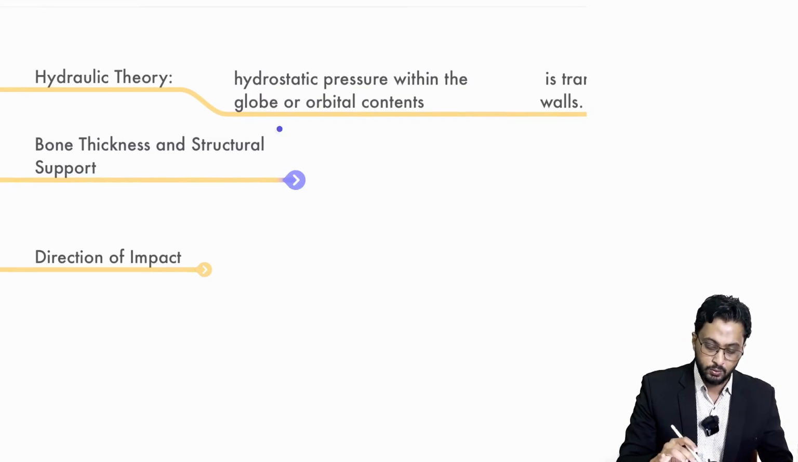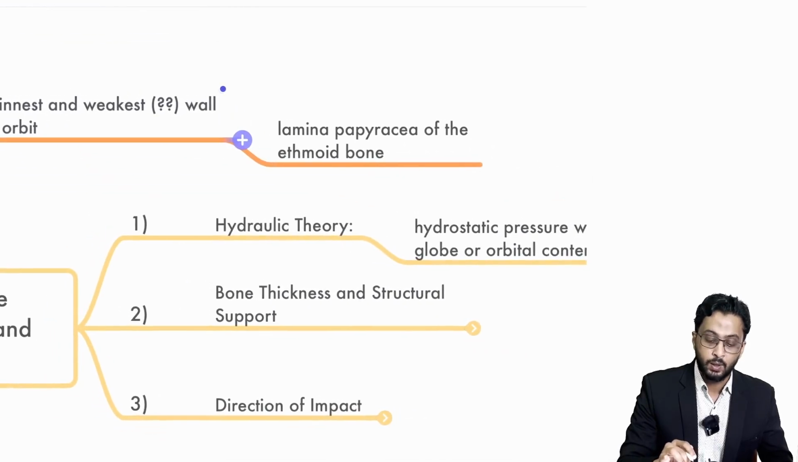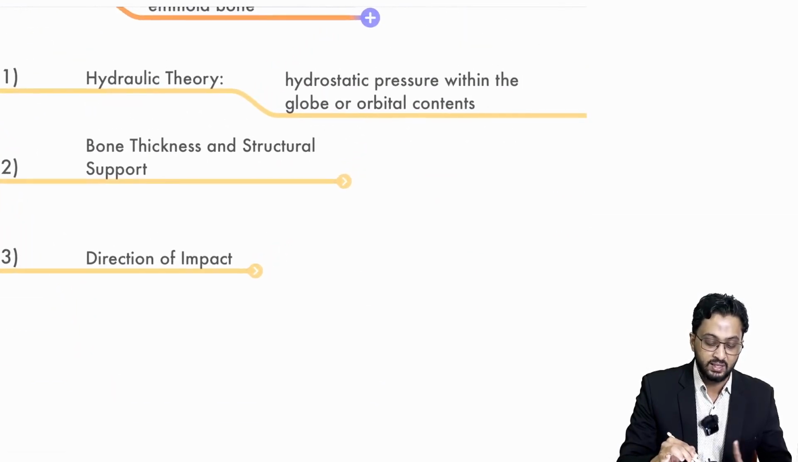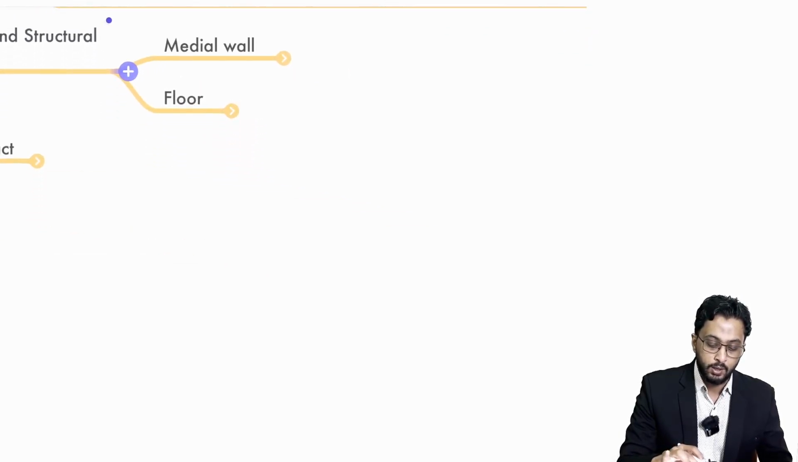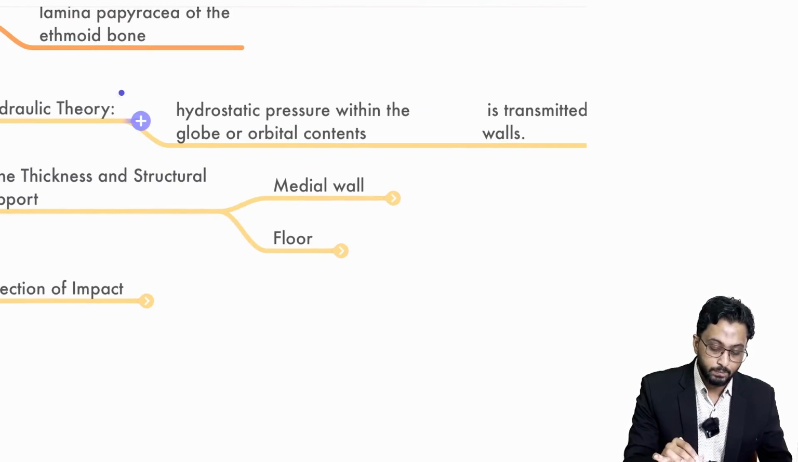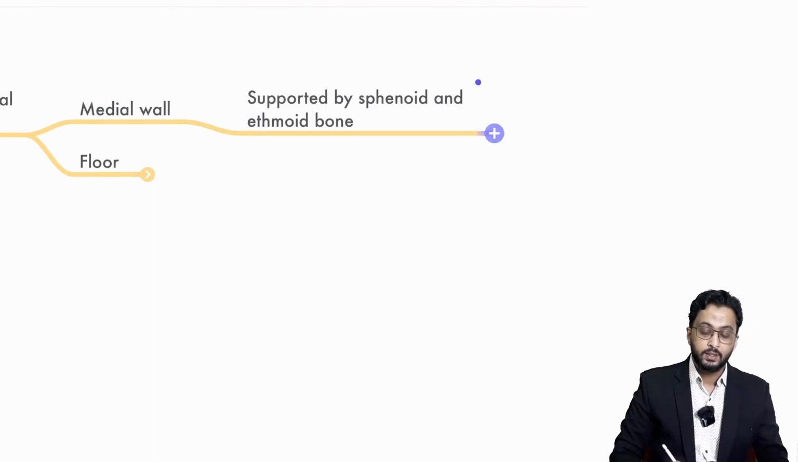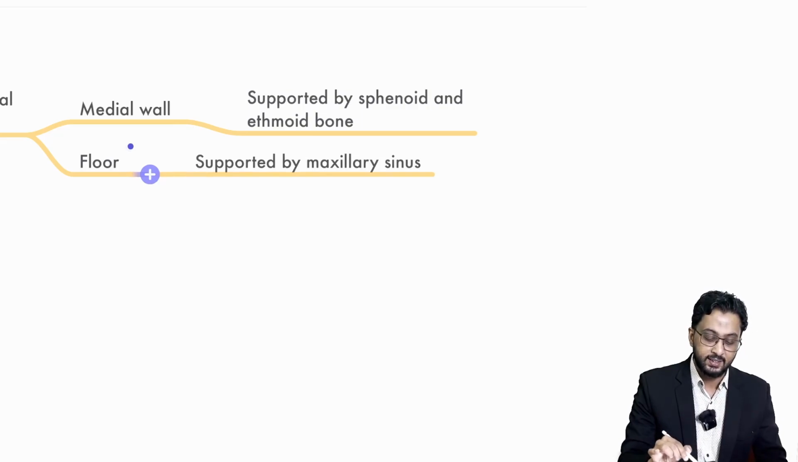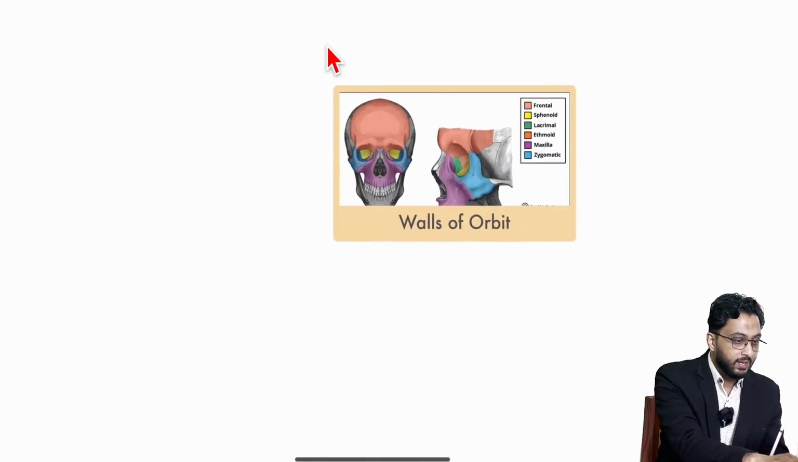One thing I missed out is that the thinnest wall of the orbit is your medial wall, and this is due to the lamina papyracea of the ethmoid bone. I'll show you this, but I will also discuss with you the bone thickness and structural support. I'll show you both together. If you see the medial wall, it is supported by the sphenoid and ethmoid bone, whereas the floor is supported only by the maxillary sinus.